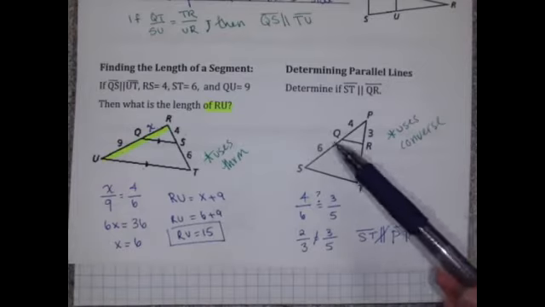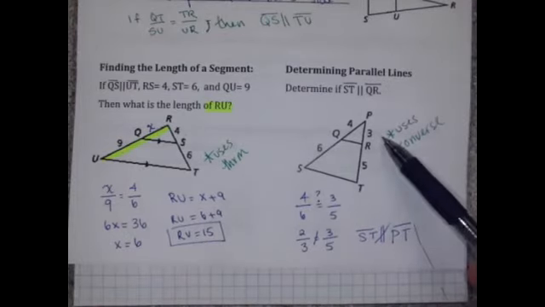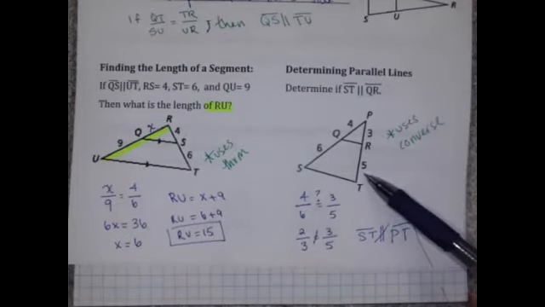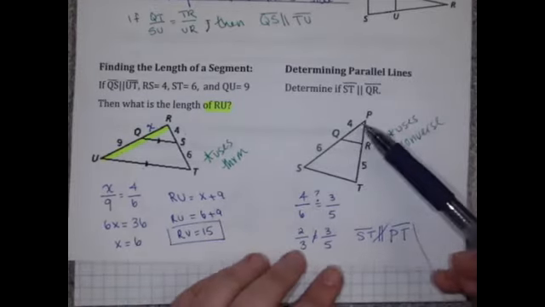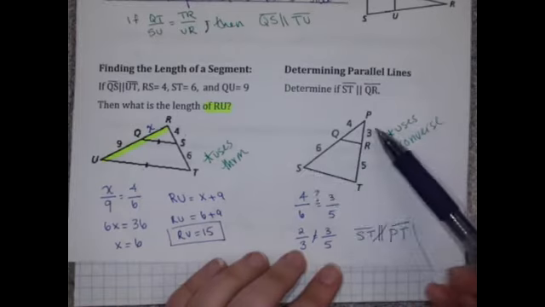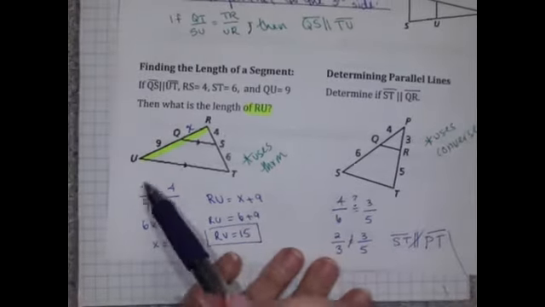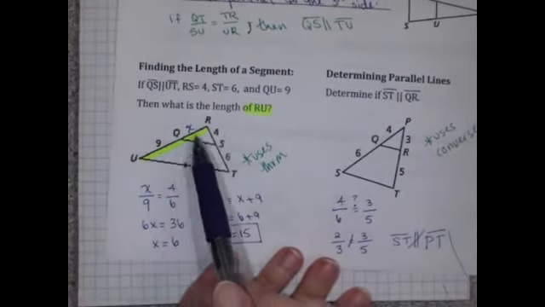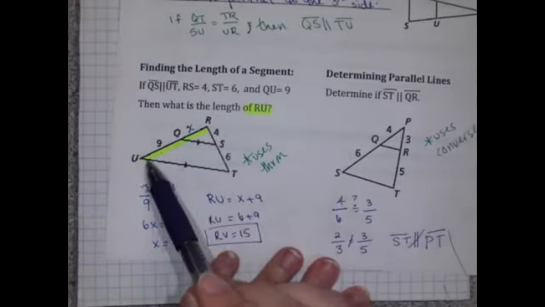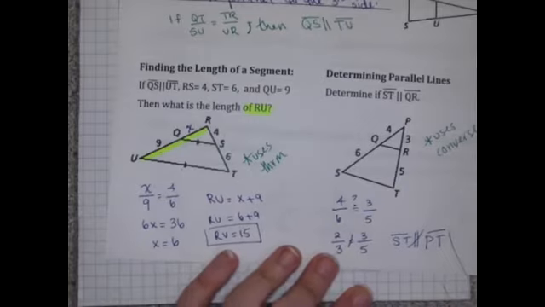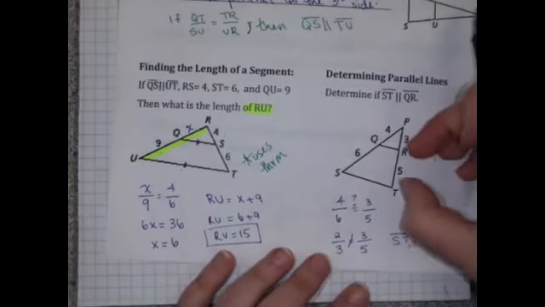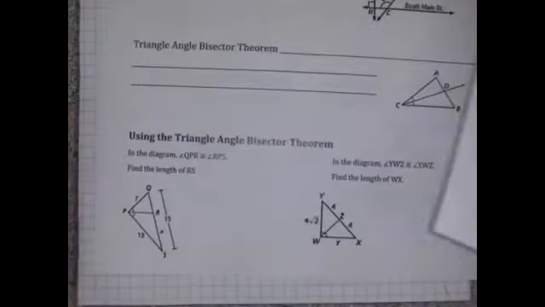You could have also done 4 over 3 is not equal to 6 over 5. The way you could set these up is like 4 and 10, 3 and 8, or here, x is 6, 6 and 15, 4 and 10. So with the proportionality theorems, you could also consider a whole side instead of just a piece.